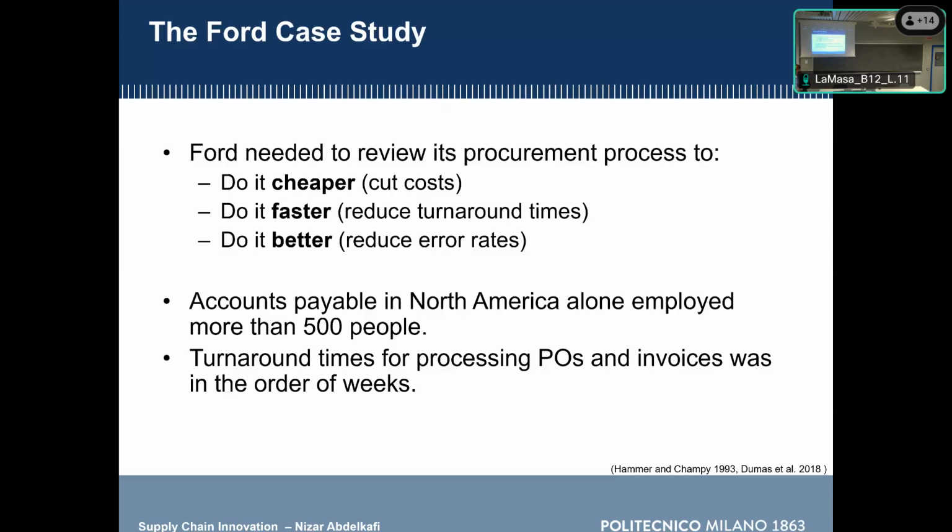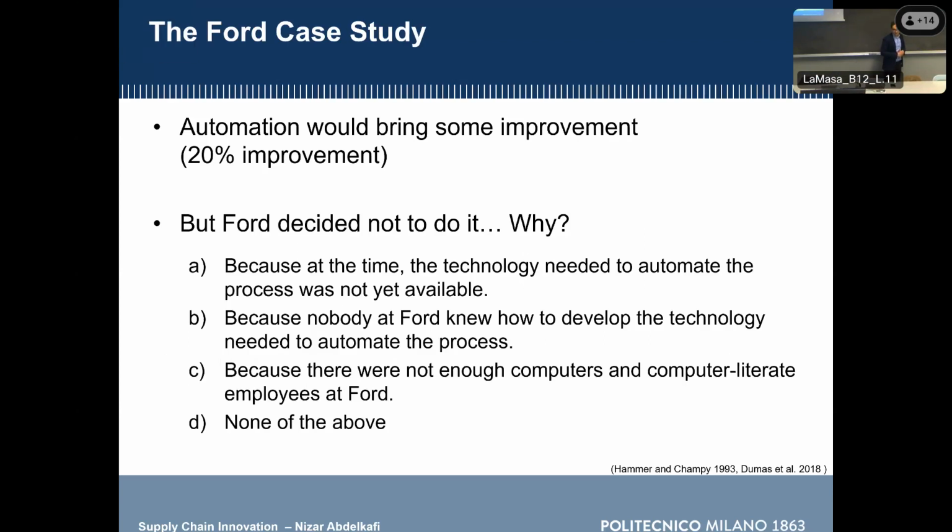Of course, the automotive industry is complex, right? We have many components, many suppliers, but still, this is incredible. And they were aware of the problem, and they wanted to improve this. Now, Ford thought this way. Automation would bring some improvement, about 20%: 20% cutting costs, getting 20% faster. But Ford decided to not do it.